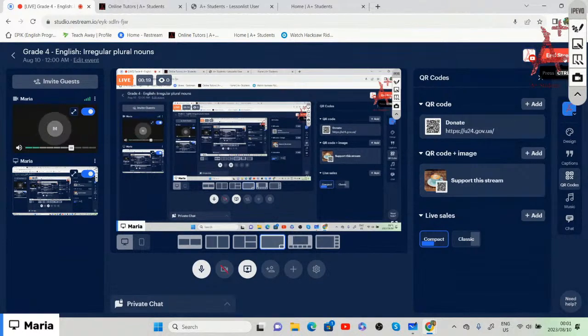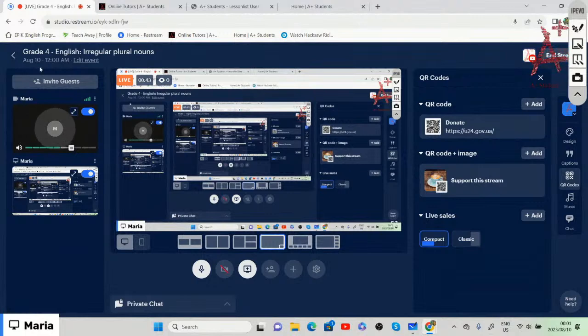All right, so for today, we're doing the grade 4 English lesson on irregular plural nouns, right? So we're doing the grade 4 English lesson on irregular plural nouns.